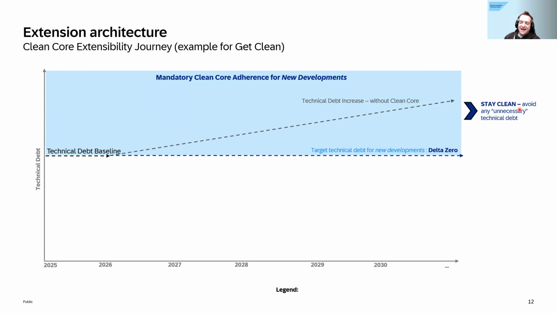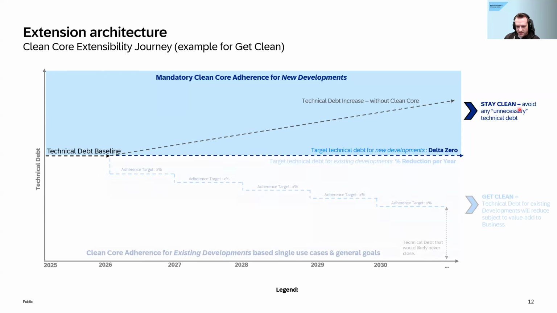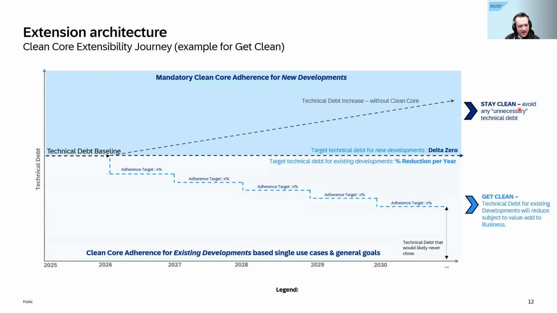What do we mean by this? Any unnecessary technical debt, because there's always something where you feel like, hey, this is something I need to do. There is no API, no level A stuff available. And secondly, if we have established something like a measurement, a technical debt baseline, you will see in a second what I mean by this.